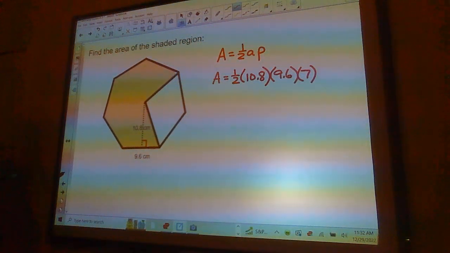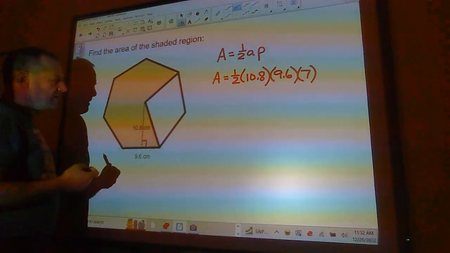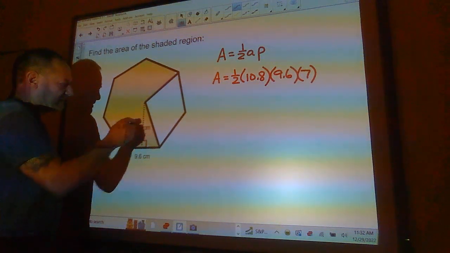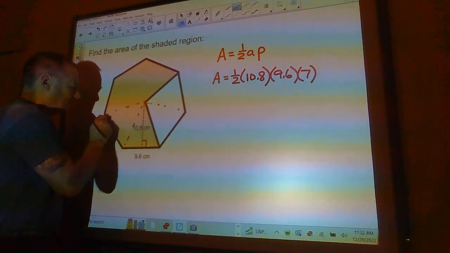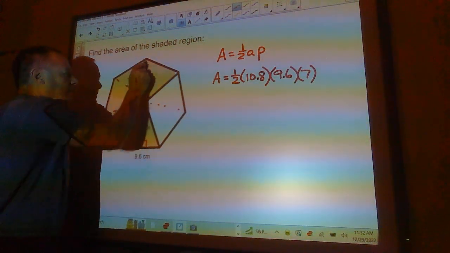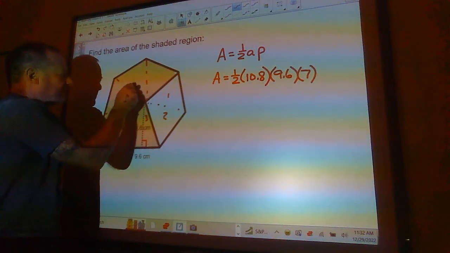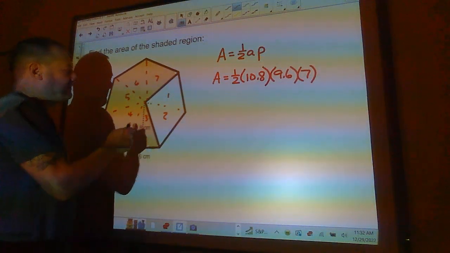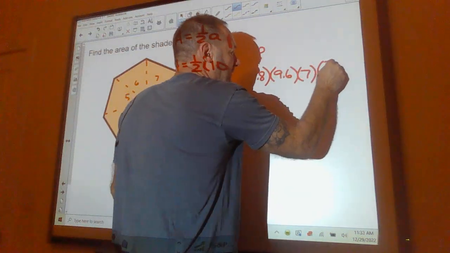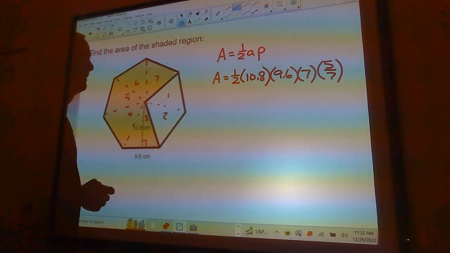But the thing is, I don't want the entire area. I only want 5 pieces out of the 7. So if you kind of do this, you can see there's 1, 2, 3, 4, 5, 6, 7 pieces here that are all identical. Okay, I want 5/7 of that. So I'm going to just take this times 5/7, and that's going to give me the area of the shaded part.